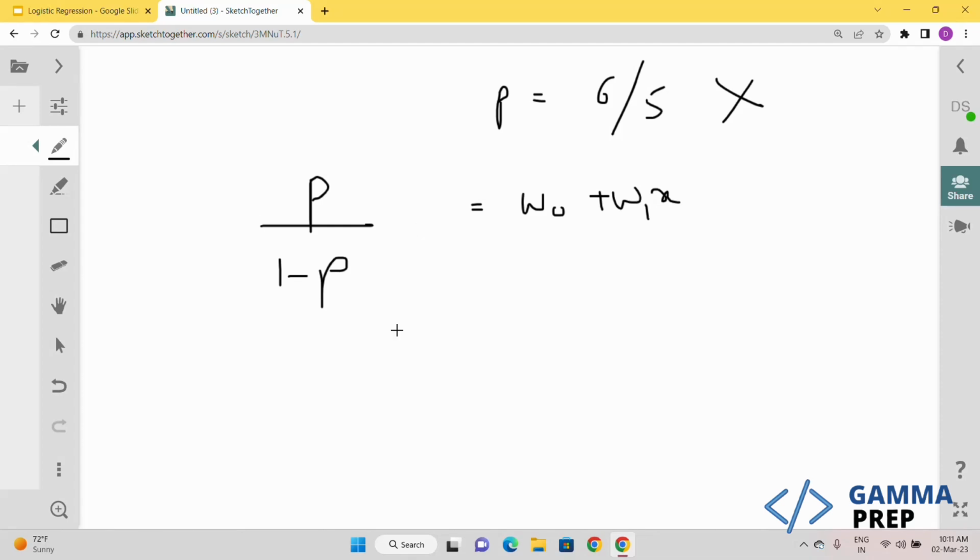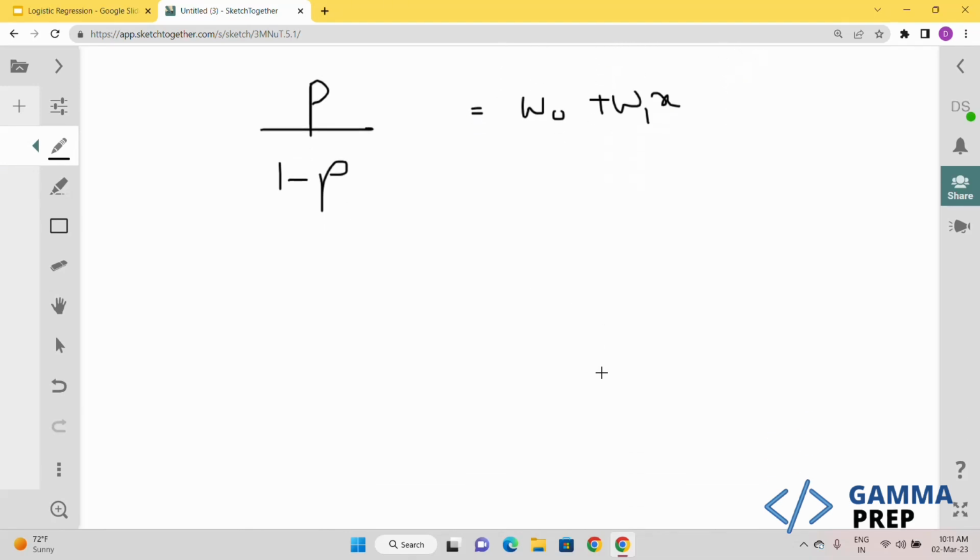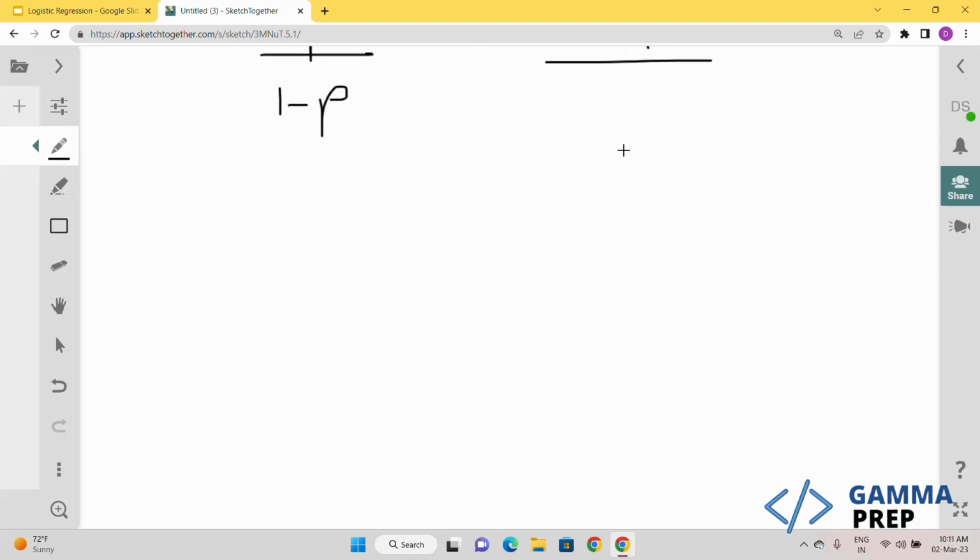So we have to modify our LHS in such a way that this P by 1 minus P is always positive. How can we do that? W0 plus W1X could be anything, but we want our P by 1 minus P to always be positive. So let's see. We have a function ln x.